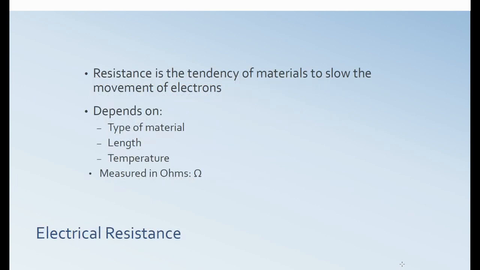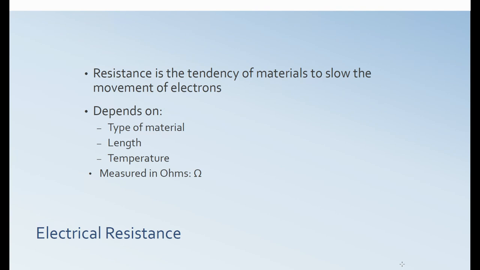Whenever we have a current going through a material, we'll encounter resistance, and resistance is a tendency of the substance to slow that movement of electrons. And this can depend on the type of material. Again, good conductors usually don't have a lot of resistance. Good insulators have a lot of resistance.